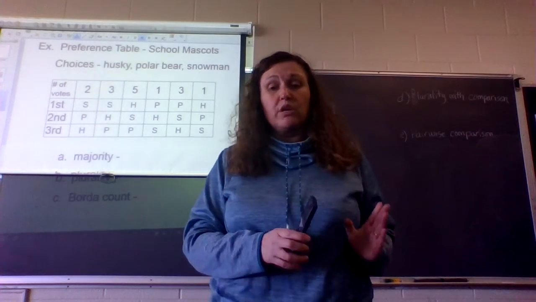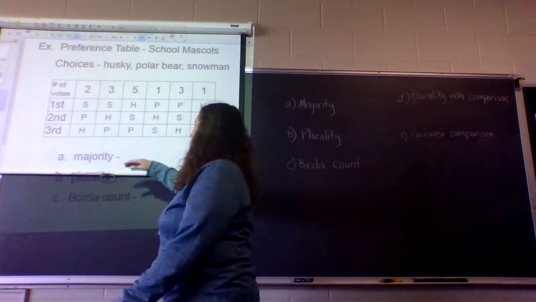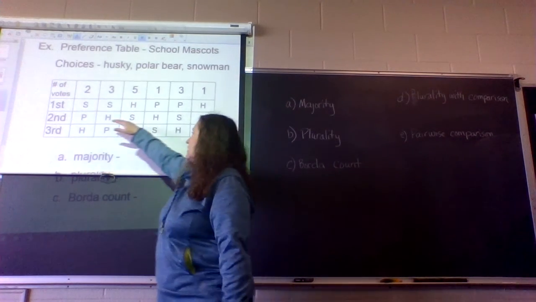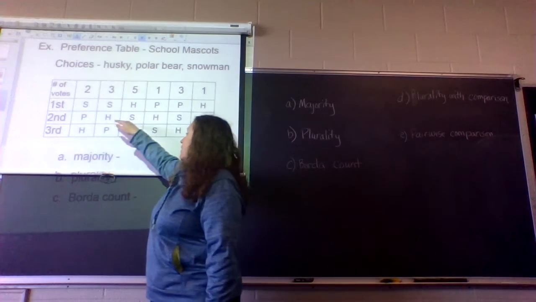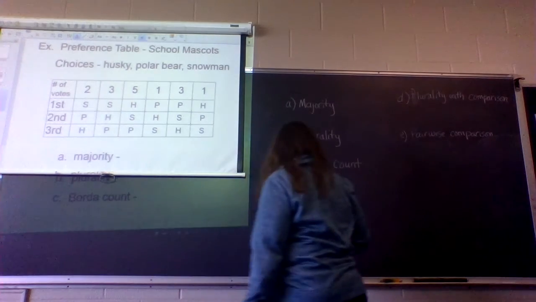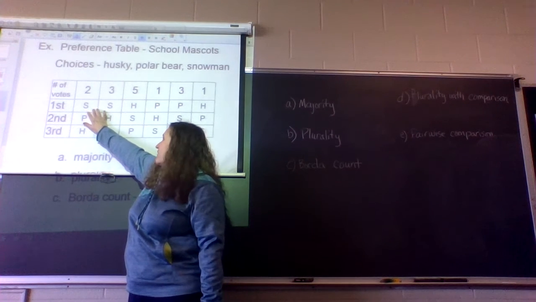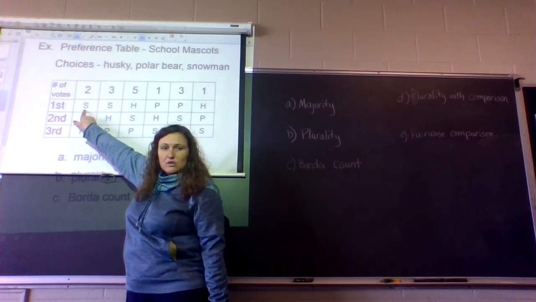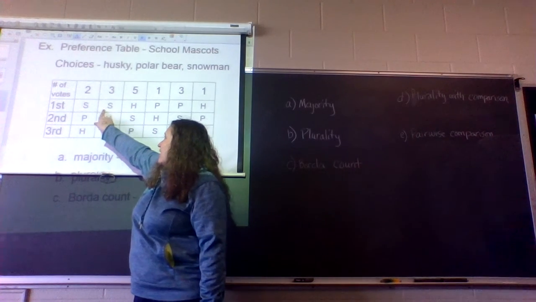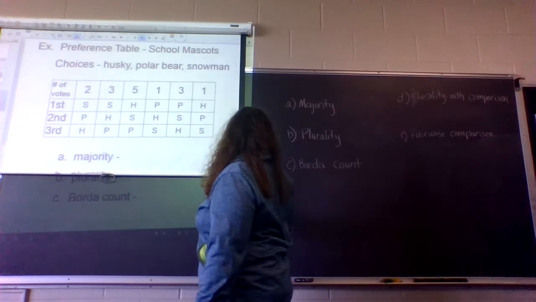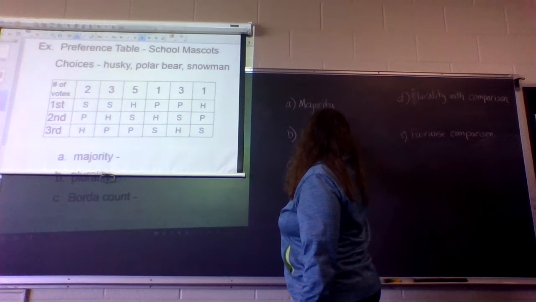Now again, in majority, you're only looking at first place votes. So I'm only looking at the top line here. So this S, this S, this H, this P, this P, this H. All right. So let's say that we're going to start with S. Let's see how many S's that we have here. So just keep in mind, this S is not just a 1, it's 2. 2 people voted. So I'm counting this as 2. This is another 3. So now S is up to 5. And that's it. So right now, just keeping track, S has 5 votes.